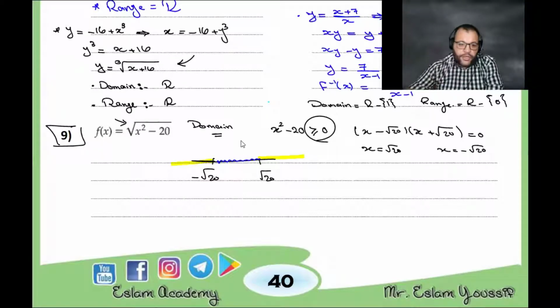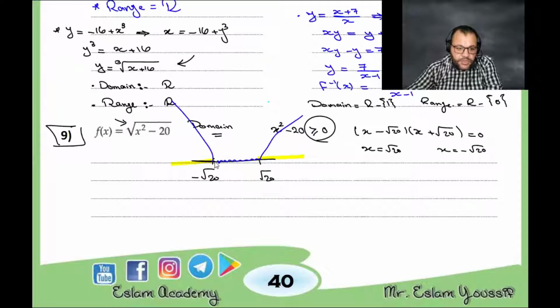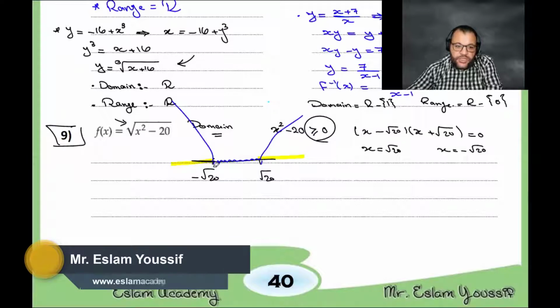Yes, sir. Okay. So by substitution, you'll find that the graph is looking like this one. That's a parabola, but this part is not continued. If you continue, you'll find that it's a parabola. You understand it? Is it clear now? Yes, sir. So that is the domain.